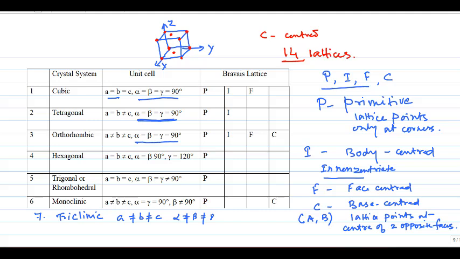Somebody did all the systematic studies on crystallography and found that there could be 14 such possibilities, 14 lattices. The name of that person, Bravais. So we call all these lattices Bravais lattices because he was the one who found out that there could be 14 such possibilities within which all the crystal structures can be accommodated.